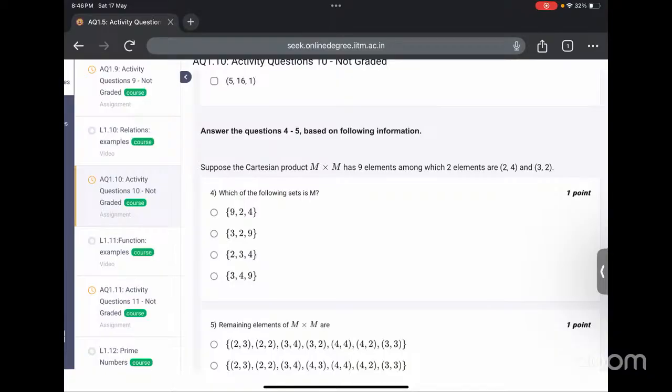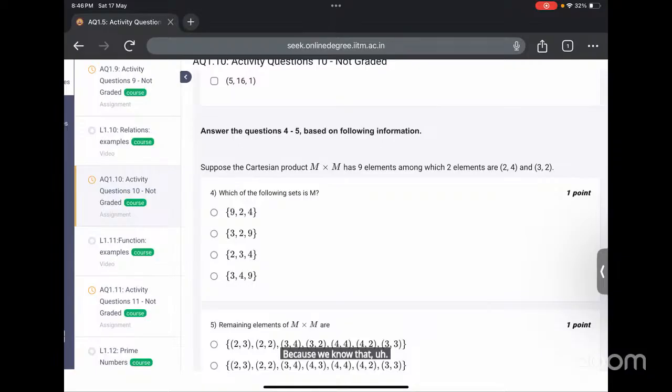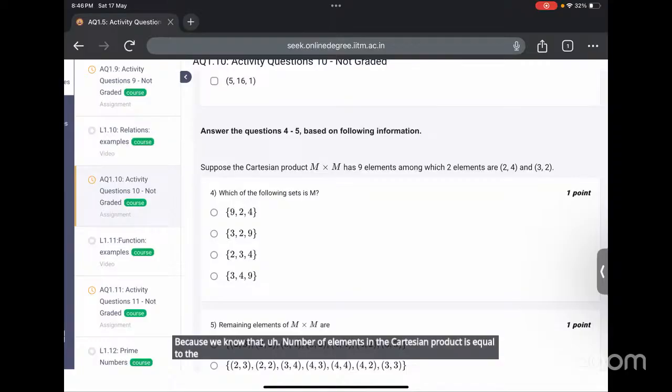You have to find the set M. We have given the hint. Ma'am, is it the C option? 2, 3, 4. Yeah, correct. Yes, ma'am. What was the approach? What are the logics? Because M cross M has 9 elements, it means that M singly has 3 elements. Because we know that the number of elements in the Cartesian product is equal to the product of the elements in both the sets.